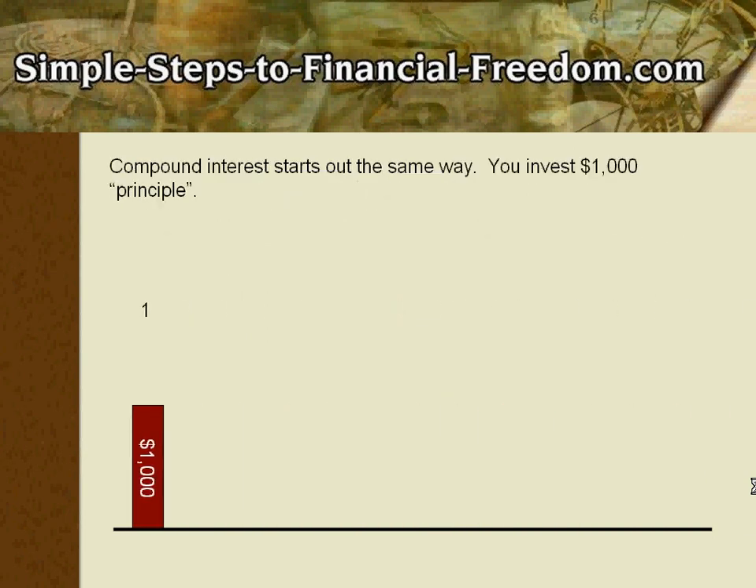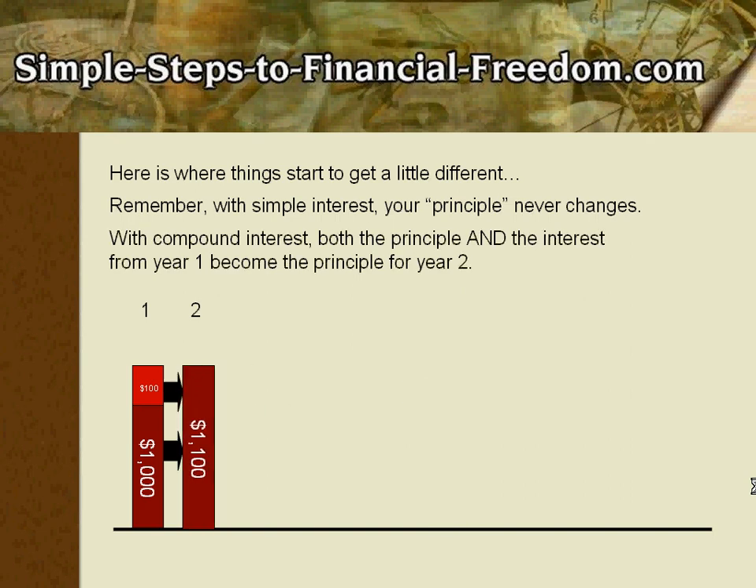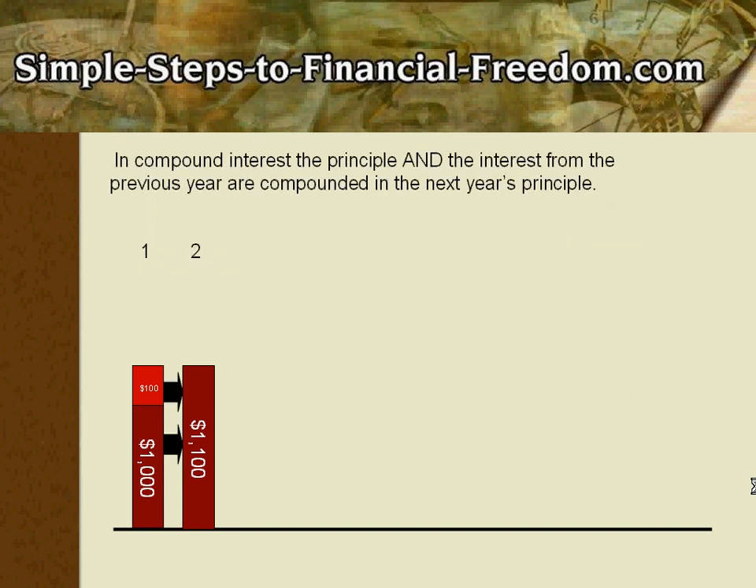Compound interest starts out the same way. You invest $1,000 principal. At the end of year one, you earn 10% on the principal. Here is where things start to get a little different. Remember, with simple interest, your principal never changes. With compound interest, both the principal and the interest from year one become the principal for year two. In compound interest, the principal and the interest from the previous year are compounded into the next year's principal.